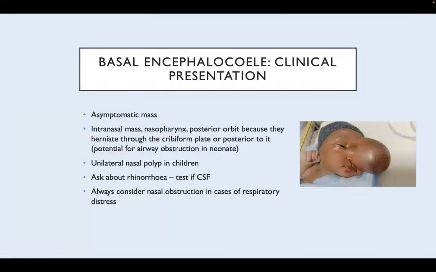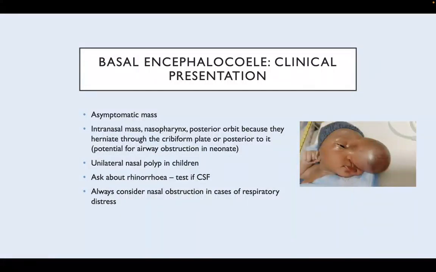Basal encephaloceles can present as an asymptomatic mass. They can present as an intranasal mass, a mass in the nasopharynx, or in the posterior orbit, because they can also herniate through the cribriform plate or posterior to it. And here, importantly, is the potential for airway obstruction, especially in neonates. They can present as a unilateral nasal polyp in children.